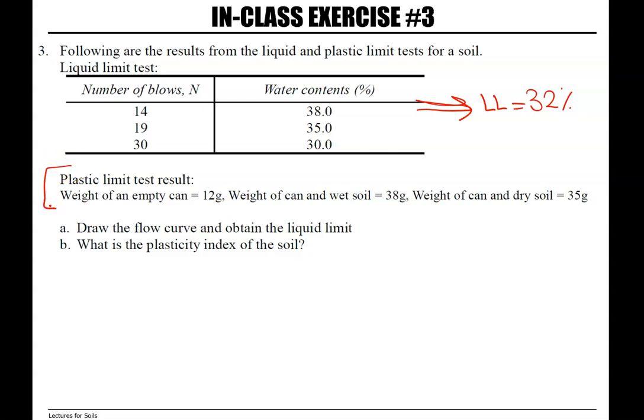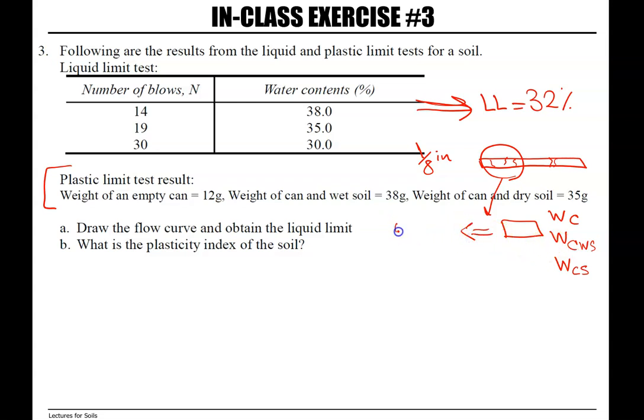Now we want to look at the plastic limit result. We said that we try to roll our sample to 1/8 inch diameter and then take a sample from where we see a crack and calculate the moisture content of this sample. Weight of container with wet soil, and weight of container with dry soil. We calculate the water content of this soil sample, and that's our plastic limit.